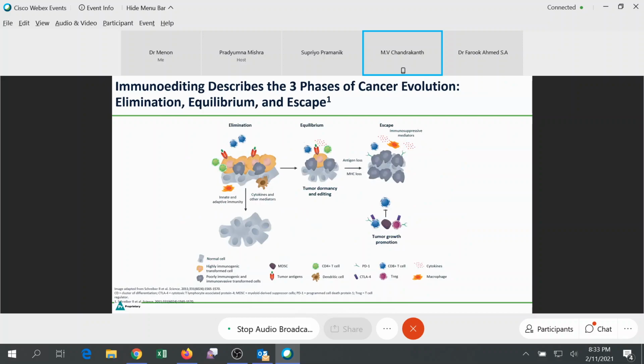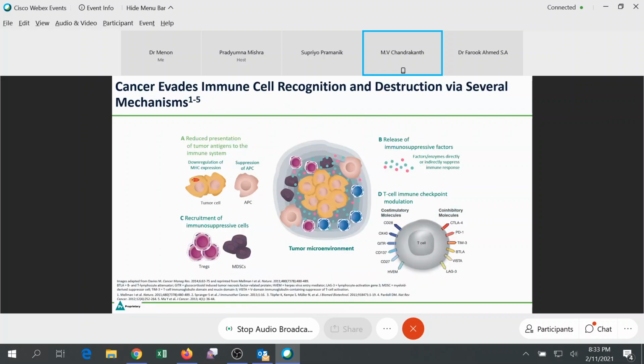Whenever there is cancer, there is always an initial check, and then later on the cancer wins and the immunity is weakened. So this was the basis of thought of developing what is known as immunotherapy. So, you can continue. Your next slide.